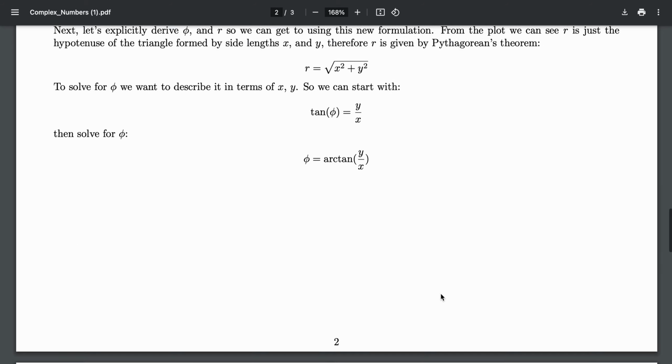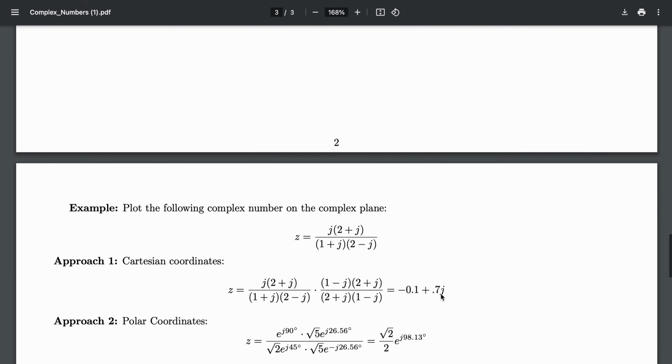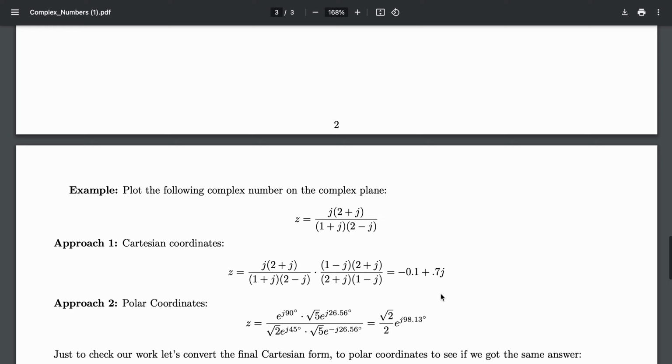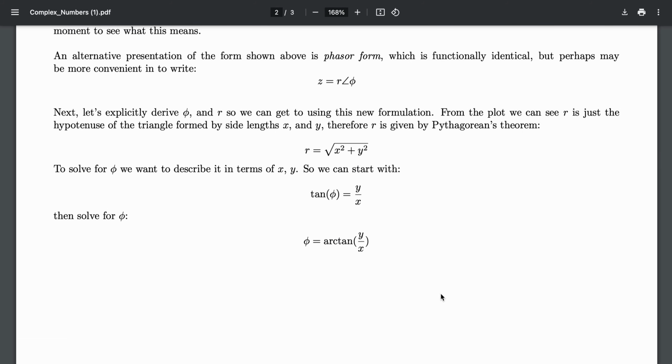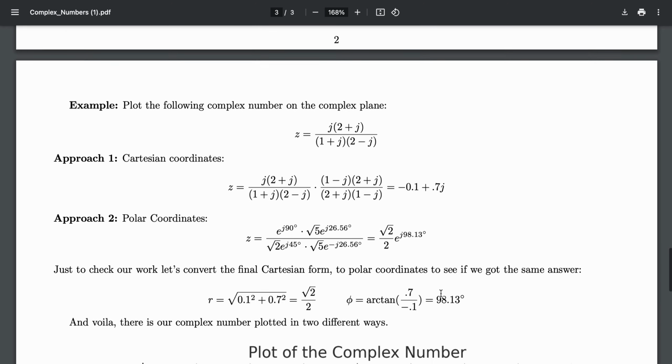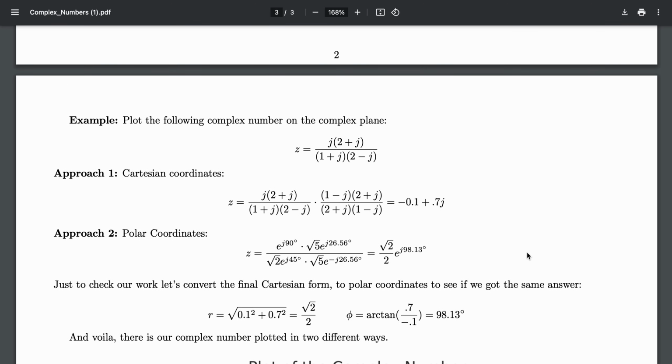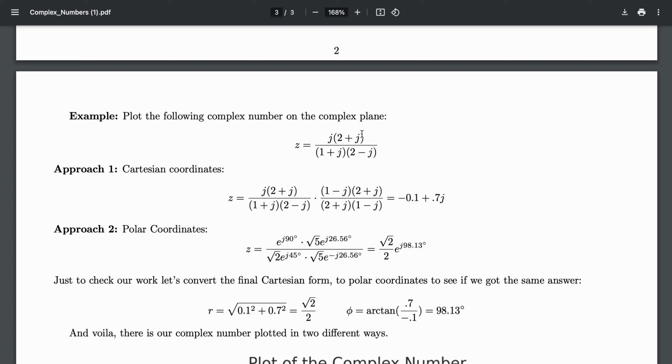So now we can do an example problem to show why we might want to use phasors, why we might want to use this idea of a polar form. What I have here is an example problem with this relatively not so simple complex number. If I ask you to plot this on the complex plane, it's really not obvious how you would even plot this. So I'm showing two approaches here, and I'll highlight the advantages and disadvantages of both.